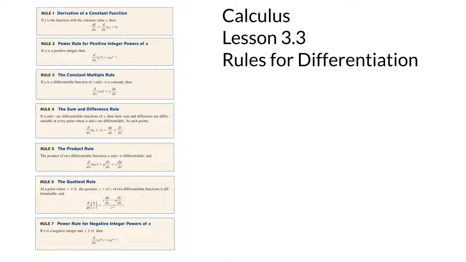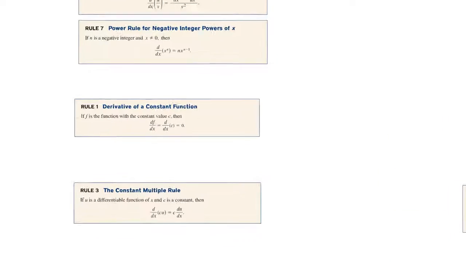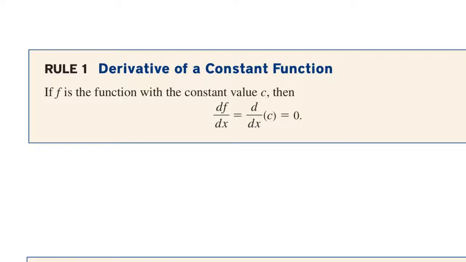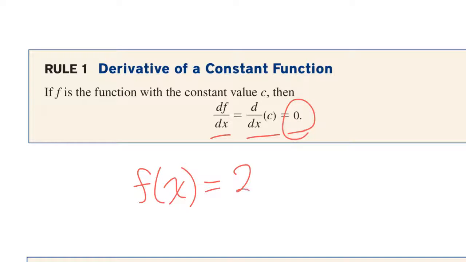So the first rule of differentiation is that the derivative of every constant function is the zero function. Here we're going to write this as df dx is equal to d dx of c, which is equal to 0. For example, if I had the function f of x equals 3, I know that the derivative of this function is 0 because 3 is a constant.